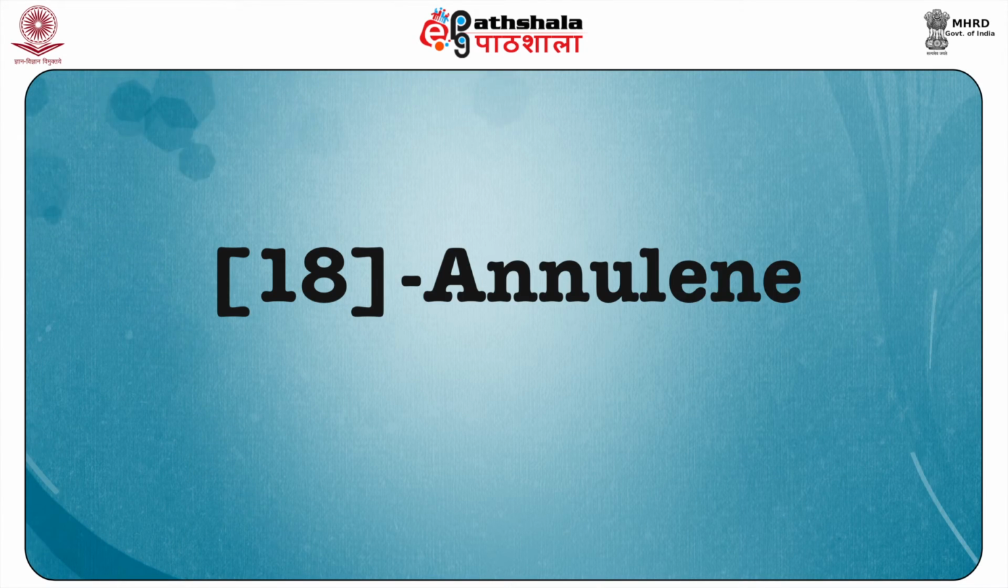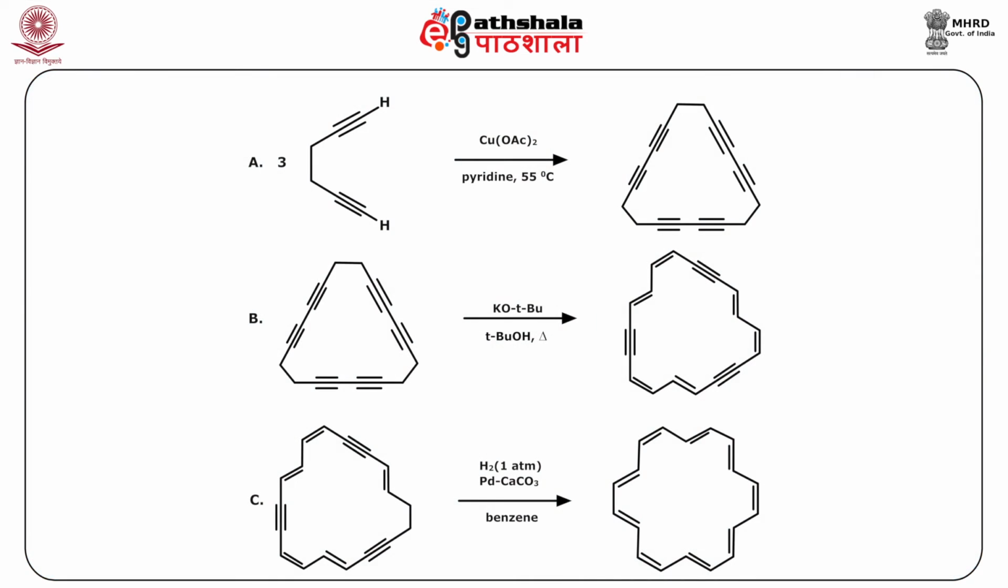18-annulene. The synthesis of 18-annulene is achieved by the given reaction sequence. The reaction is carried out with copper acetate in the presence of pyridine at a temperature of 55 degrees, where the polymerization takes place between the three different molecules. This further undergoes a rearrangement in the presence of tertiary butoxide on heating and further reduction to form the 18-annulene.